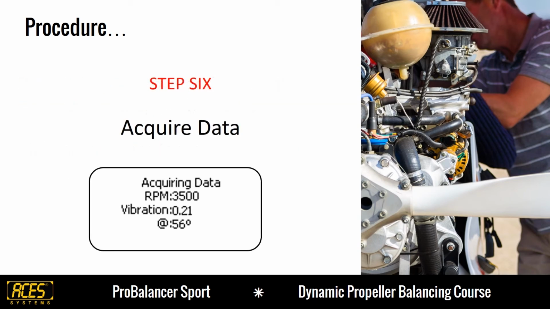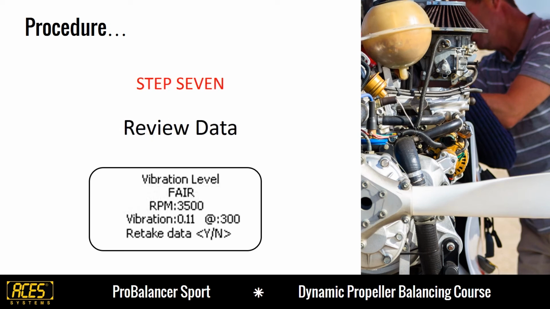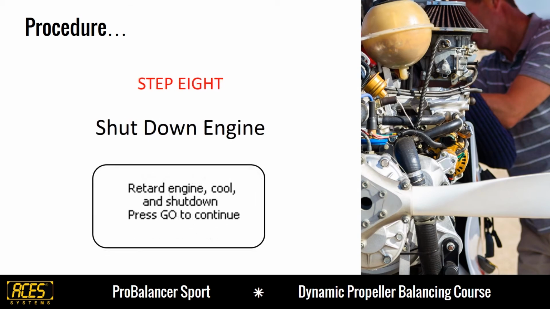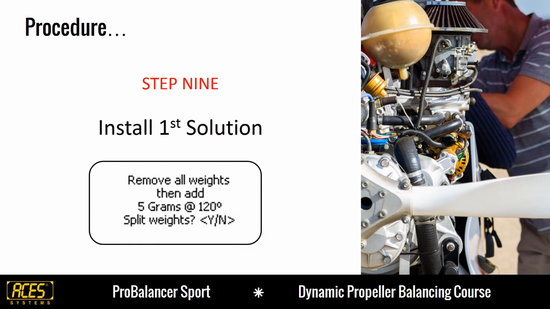Once all your connections are made, you will start your engine and acquire data using the ProBalancer Sport. After the analyzer has sufficient data, you will be presented with vibration data reading and analysis of good, fair, rough, very rough, or dangerous. Now you will be prompted to shut down your engine, and you will install your first solution in the location suggested by the analyzer.